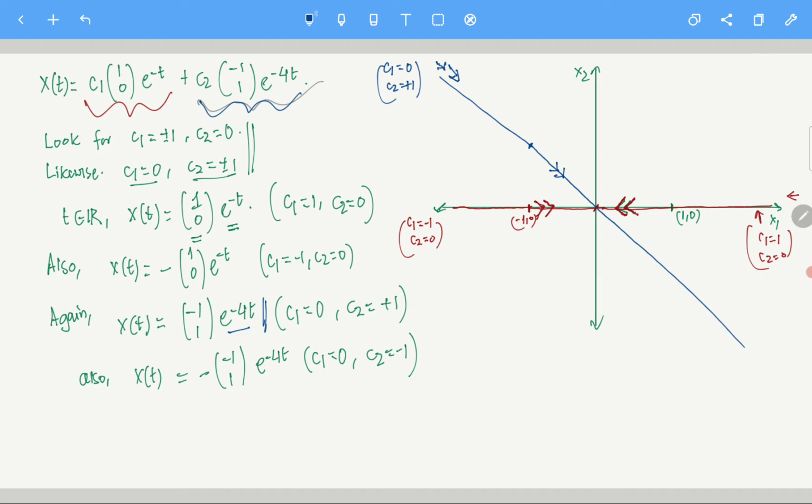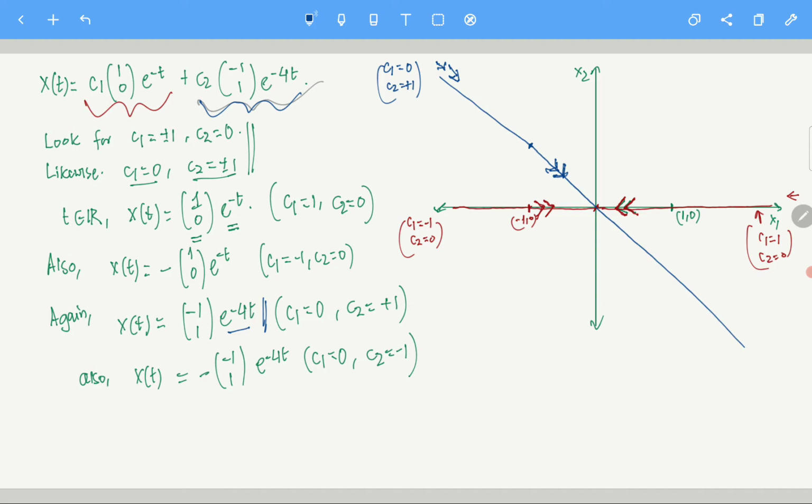Please remember this thing here. While you sketch these solutions, the arrows will always point towards the... it won't point towards the origin. What I'm trying to say is, the face of the arrow, you will draw it as t tends to infinity. So as t moves forward, the arrow is pointing in that direction, not the origin. I'm sorry about that. In this case it is going towards the origin, as t tends to infinity.